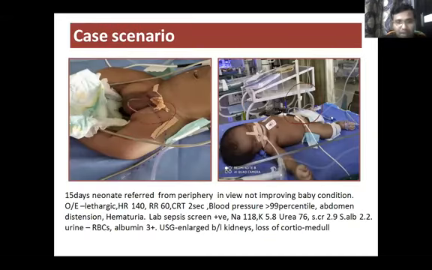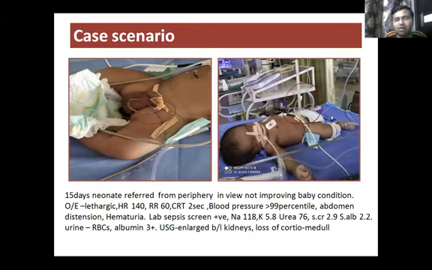This case is from Shanti Hospital, admitted around 2 days back. The baby was referred from the periphery, not improving. Not improving means the baby is not feeding, and even with sepsis treatment it is not improving. On examination, the baby was lethargic. Heart rate was 140, respiratory rate was 60 on admission, but SpO2 was normal at 96, and CO2 was normal.